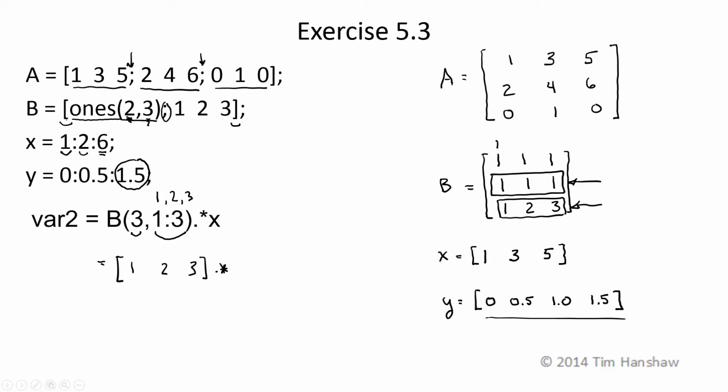Dot times X, which is just 1, 3, 5. These arrays are both the same size, so we can do the element by element multiply. So 1 times 1, the first element will be 1. 2 times 3 is 6. 3 times 5 is 15.